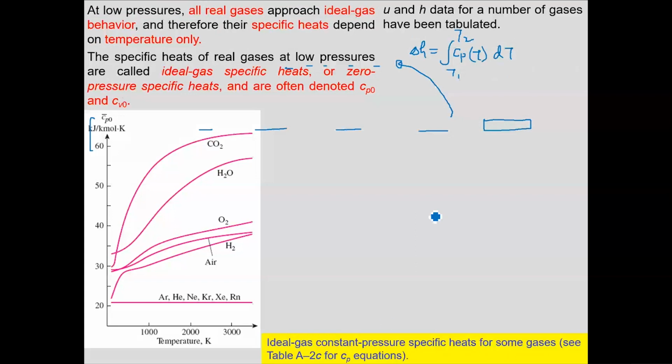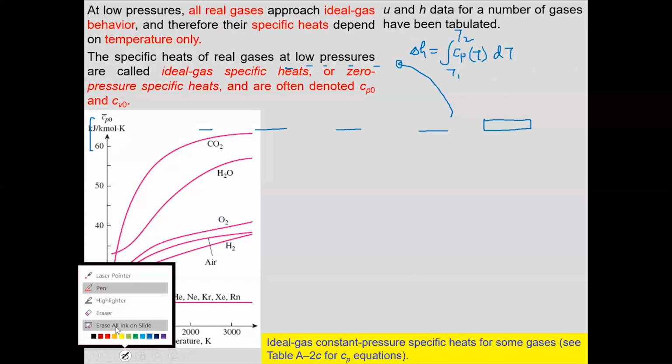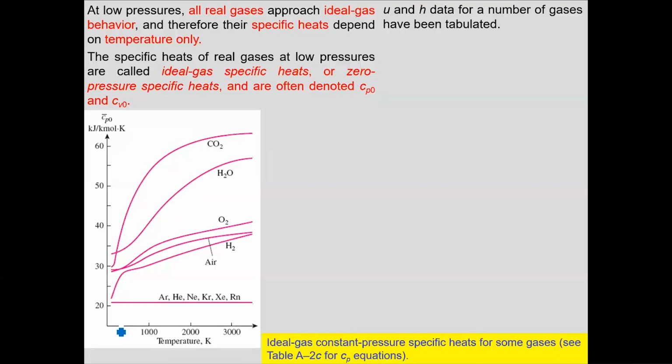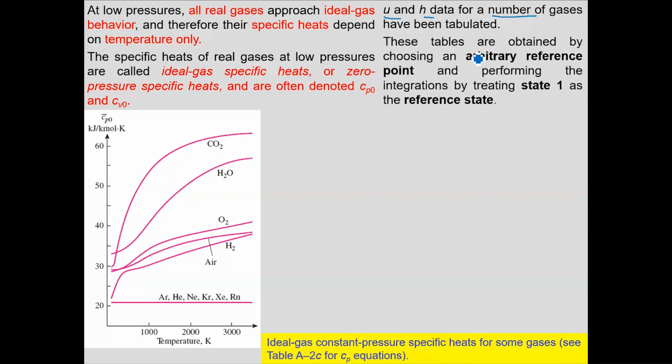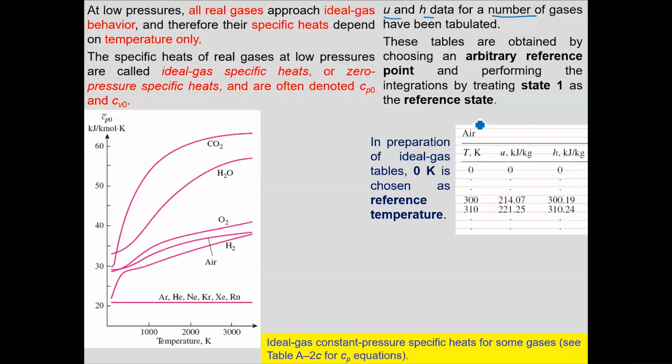Another way is that someone has already performed the integration for you and tabulated the values of U and H for a number of gases. If you look at the table for air, which is the ideal gas table A17, the temperature is given, and in front of temperature, internal energy and enthalpy values are given.